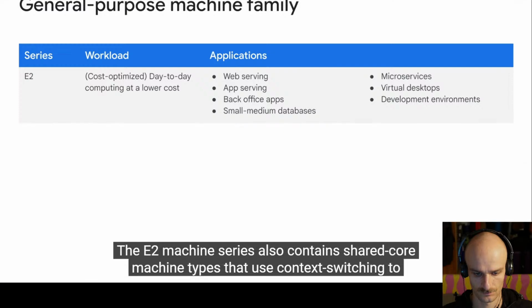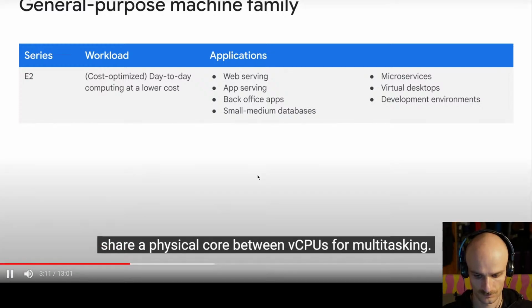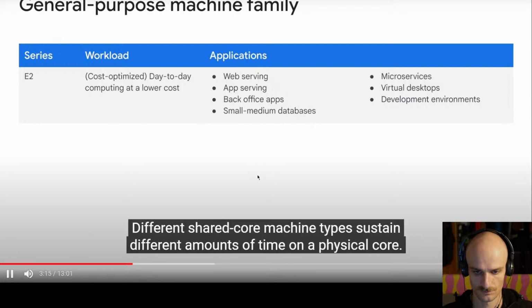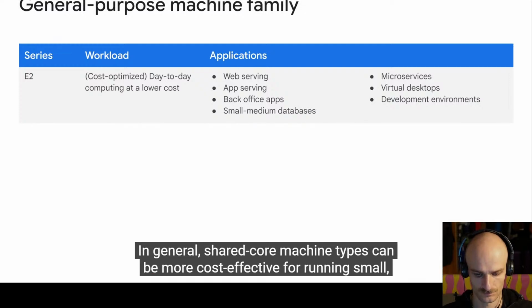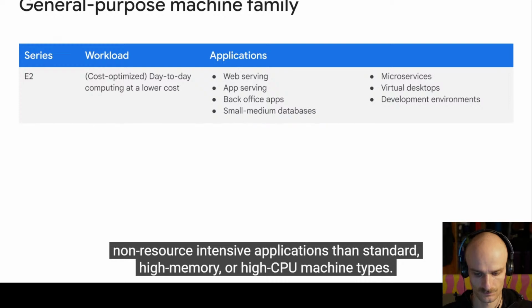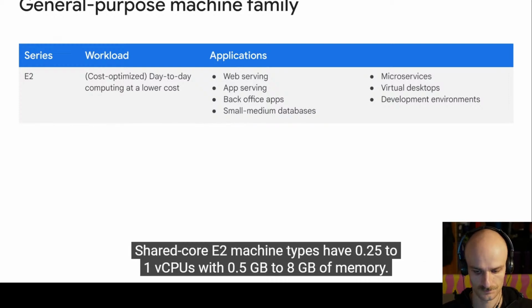The E2 machine series also contains shared core machine types that use context switching to share a physical core between virtual CPUs for multitasking. Different shared core machine types sustain different amounts of time on a physical core. In general, shared core machine types can be more cost-effective for running small, non-resource intensive applications than standard high memory or high CPU machine types. Shared core E2 machine types have between 0.25 and 1 virtual CPUs with 0.5 GB to 8 GB of memory.